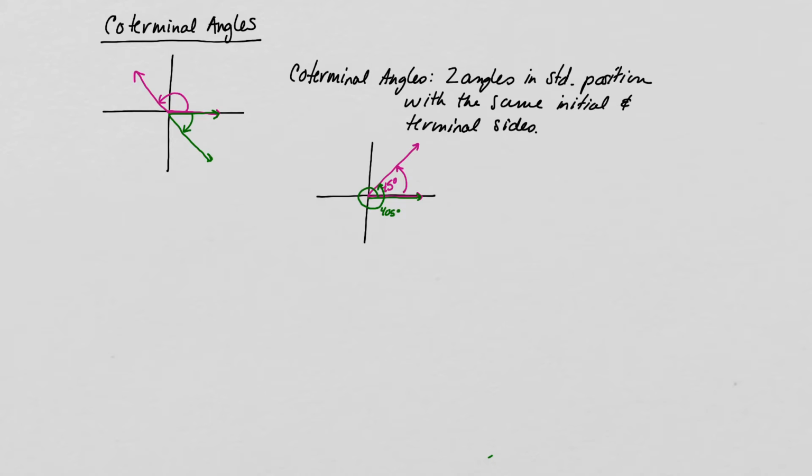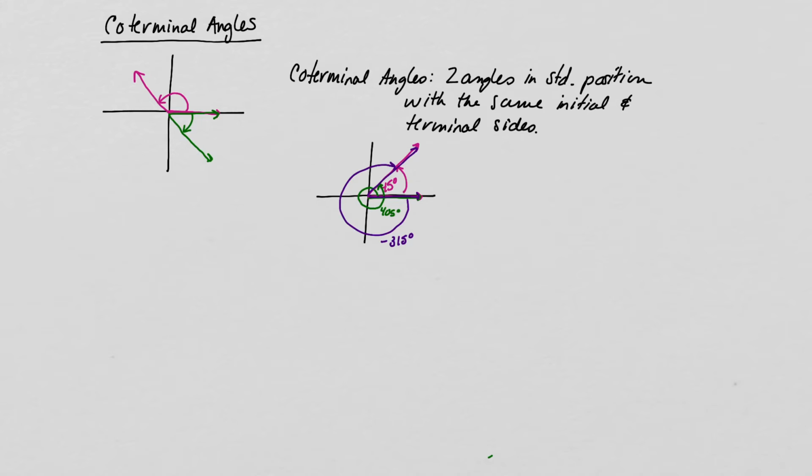You might have an angle that starts here, and maybe it swings the other direction. So maybe it swings this way and then stops here. In that case, that's negative 315 degrees. So all of those angles are coterminal angles. It's important to be able to understand when angles are coterminal with each other, because as we go forward into this course, angles that are coterminal with each other are going to have some of the same properties.